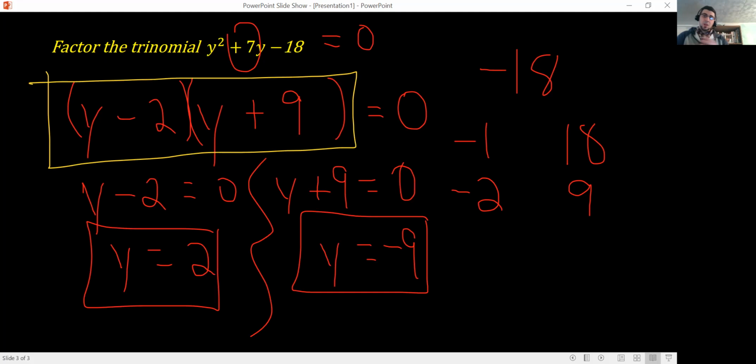All right, so there you go, guys. Hope that was helpful to you to have a couple examples of how to factor a trinomial where the leading coefficient is just 1.